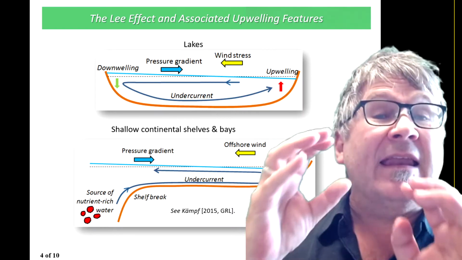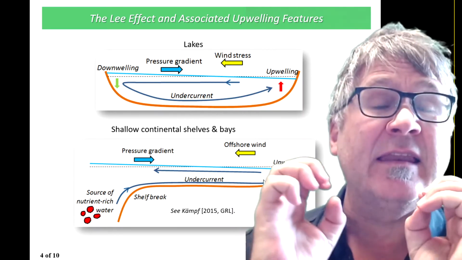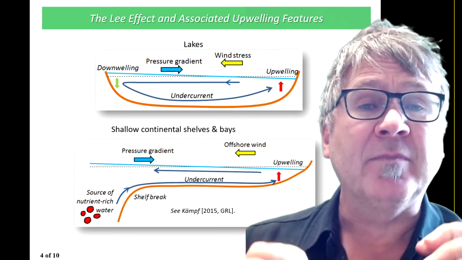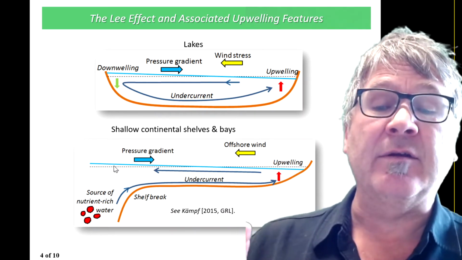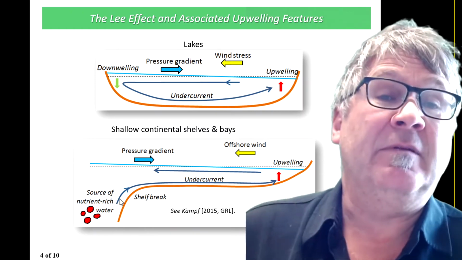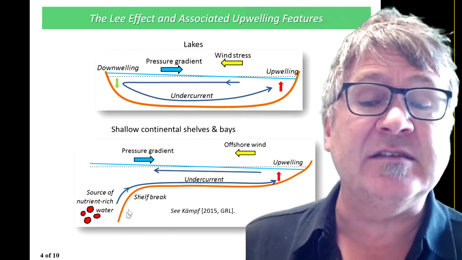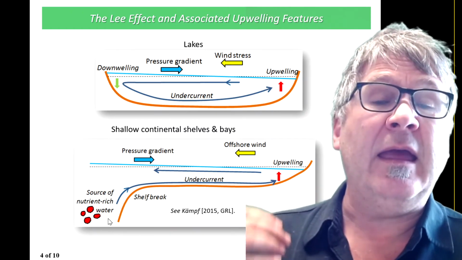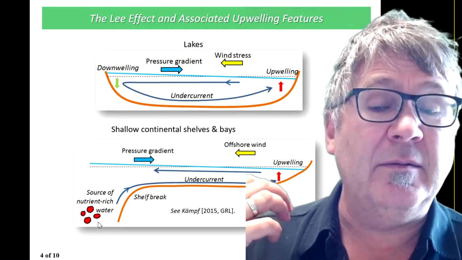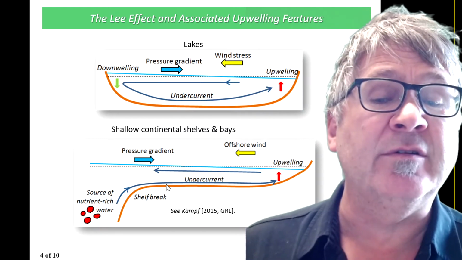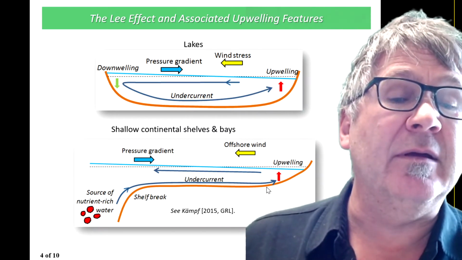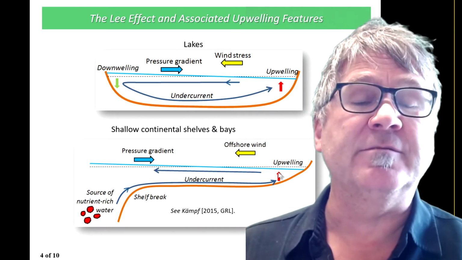Okay, so what can happen in this situation is that you can actually import nutrient-rich water into that area. So this one is in the Arafura Sea example, the Banda Sea. Okay, and you can bring in this water as part of the undercurrent and upwell it to the surface.